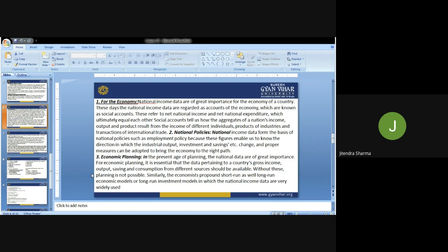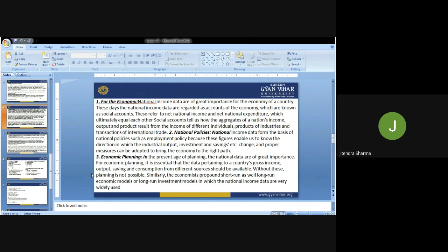These, after net national income and net national expenditure, which ultimately equal each other, the social account tells us how the aggregate of a nation's income, how output and product result from the income of different individuals, the product of industries, and transactions of international trade, because all these things are incorporated over here. So that's why it gives a small picture of in what way the nation is moving.